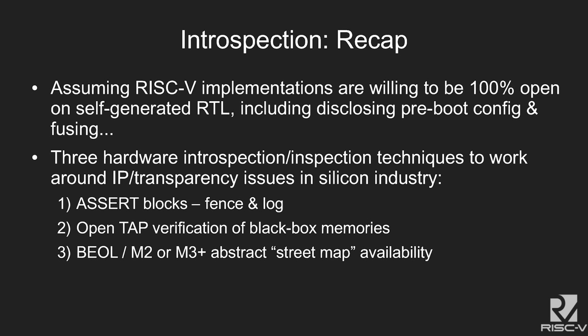But if you're trying to get into the open hardware market and the trustability, there's some ideas that you can use to try and work around the IP transparency issues of the silicon industry. They include things like assert blocks, kind of a PMP for the third-party IP, some open TAP verification of black box memory devices, a street map of high-level metal, and some assistance for the mask readability.